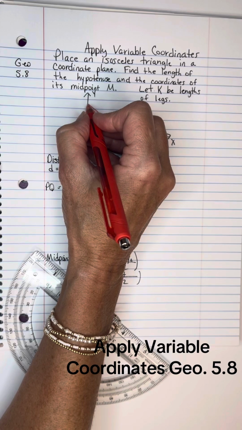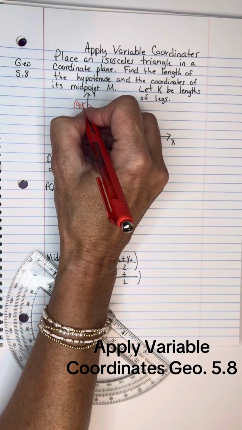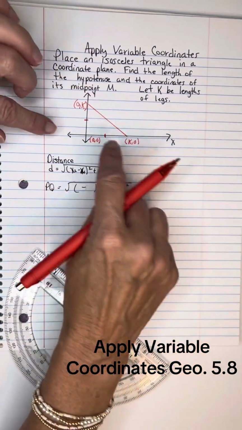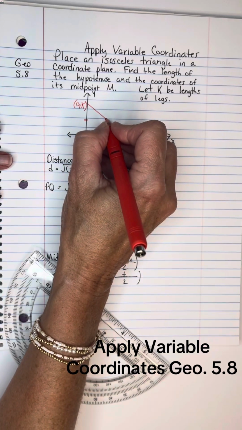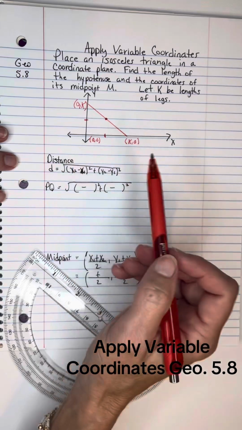And this one over here, I don't go left to right, so that's 0. But since the legs are the same size, that will be K. So I've got the 0, 0 and the K, 0 and then the 0, K. Now, if I want to find this midpoint here, I'll have to use the midpoint formula. We'll get that shortly. First of all, let's find the distance.